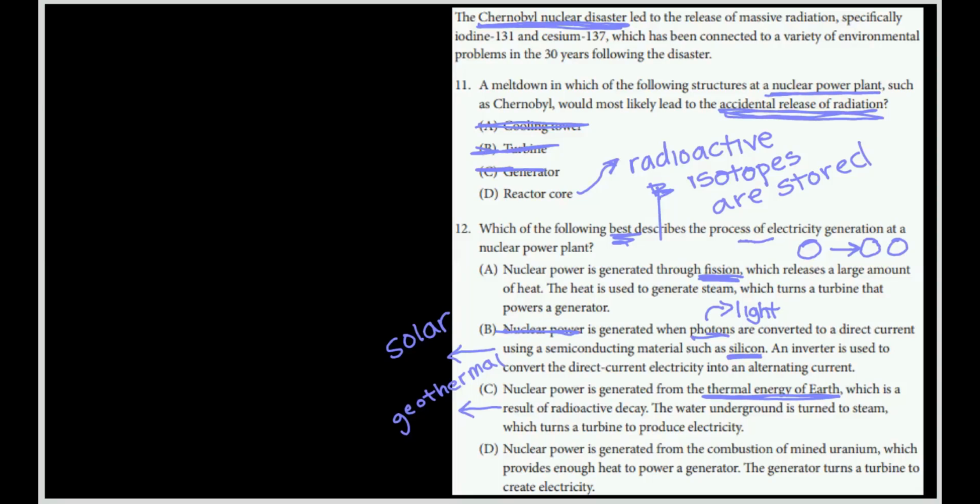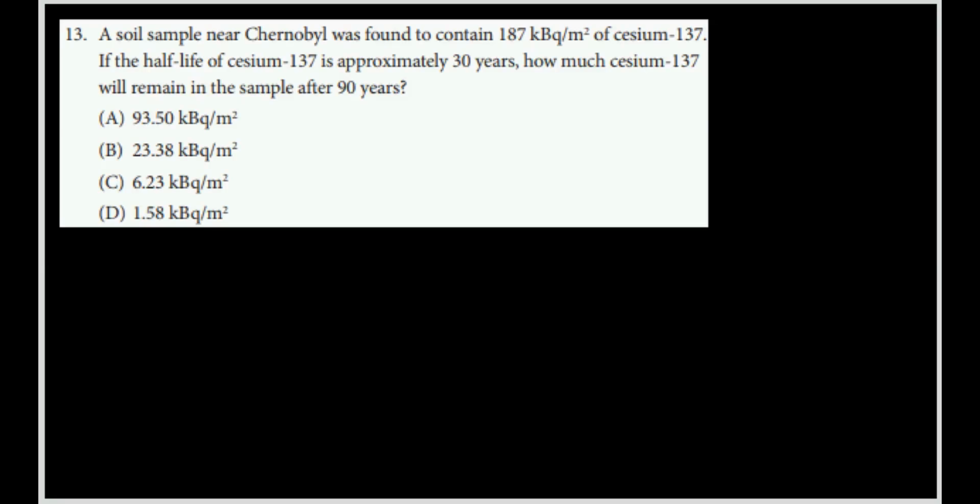Nuclear power is generated from the combustion of mined uranium, which provides enough heat to power a generator. And then the generator turns a turbine to create electricity. So they're talking about uranium here, but we don't burn the uranium. That would be pretty crazy. I don't know what would happen if we did that, but I don't know that I'd want to be there for that. Okay, and then there's another question, and I don't think I put it on here. Oh, I did, yes. Okay, this is the last question about Chernobyl, supposedly.